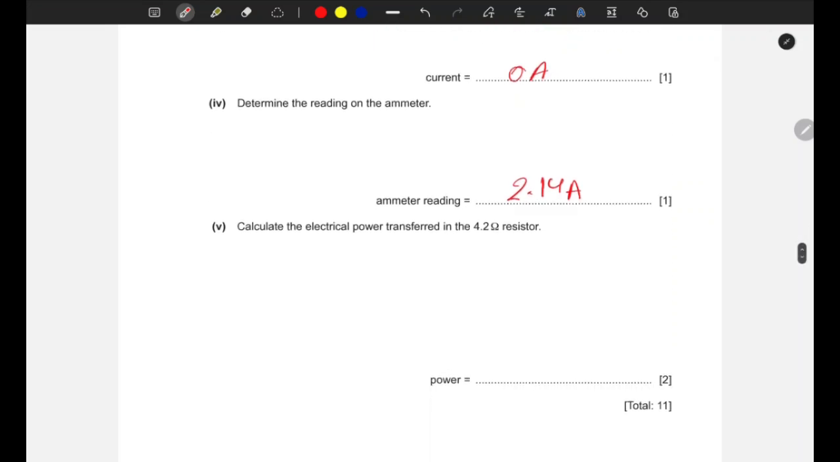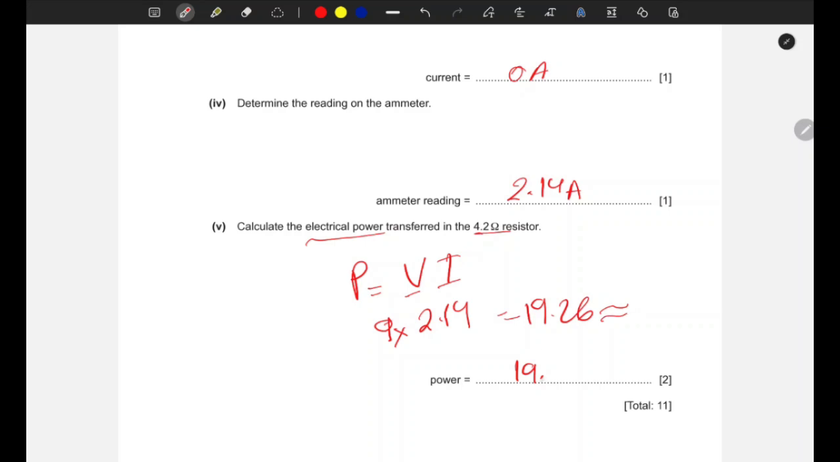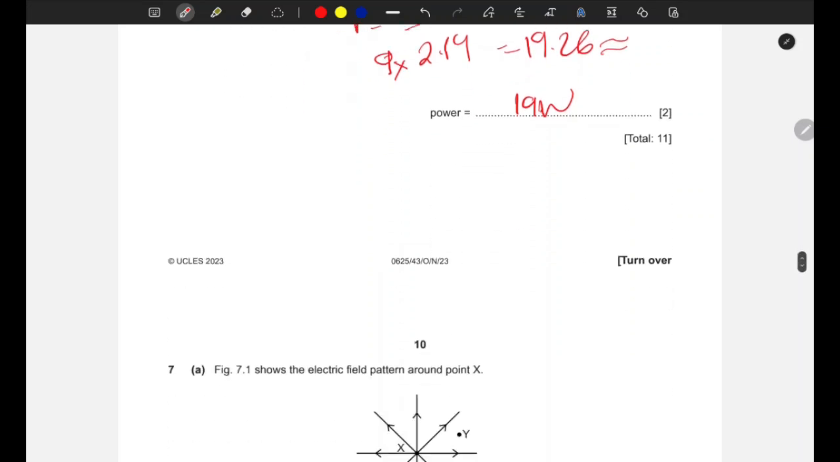Part 5. Calculate the electrical power transferred in that 4.2 ohm resistor. So we know that power is going to be VI. Our V is 9 times the current, which is 2.14. That would give us 19.26, which can be rounded to 19. So our power is going to be 19 watts. Don't ever forget the units, it's very important.